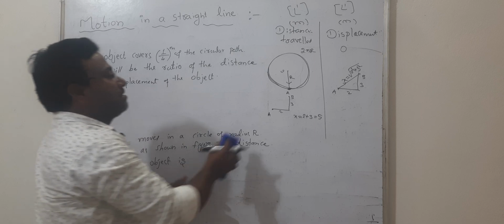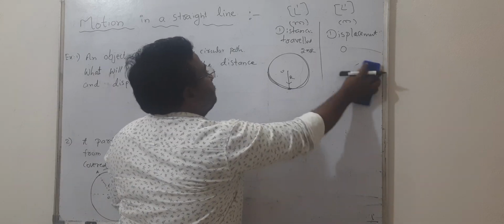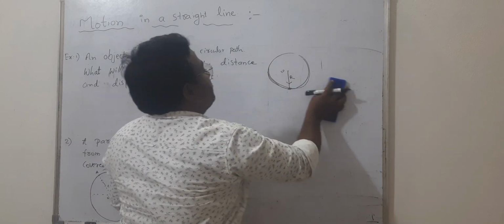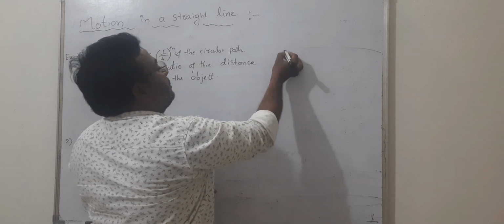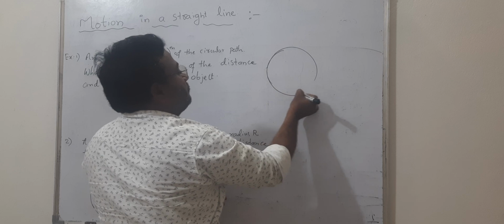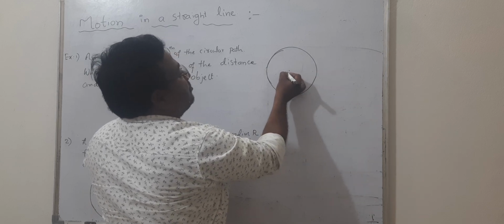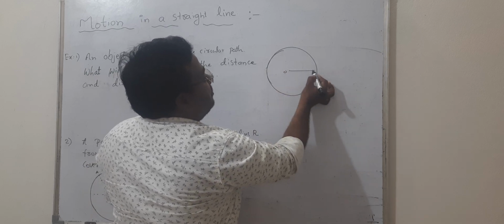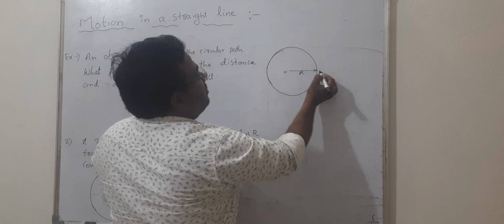You can see here, this is the circular path, right? Just draw a circle like this. So this is a circle. This is the center of the circle. So this is the radius vector, this is r. So this is the initial point.